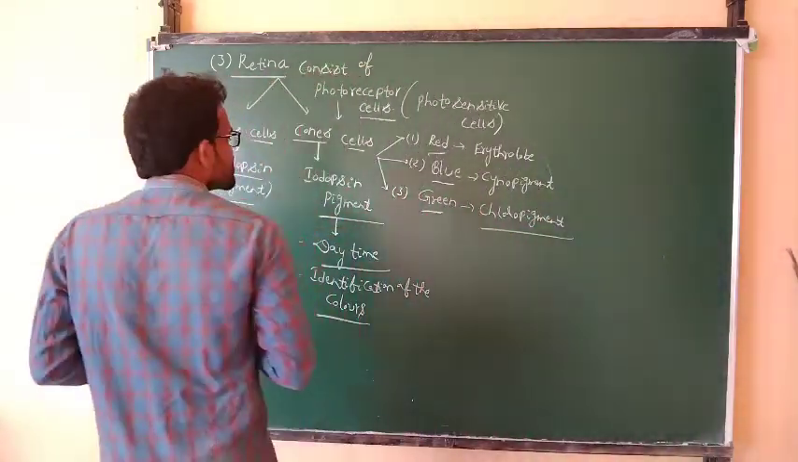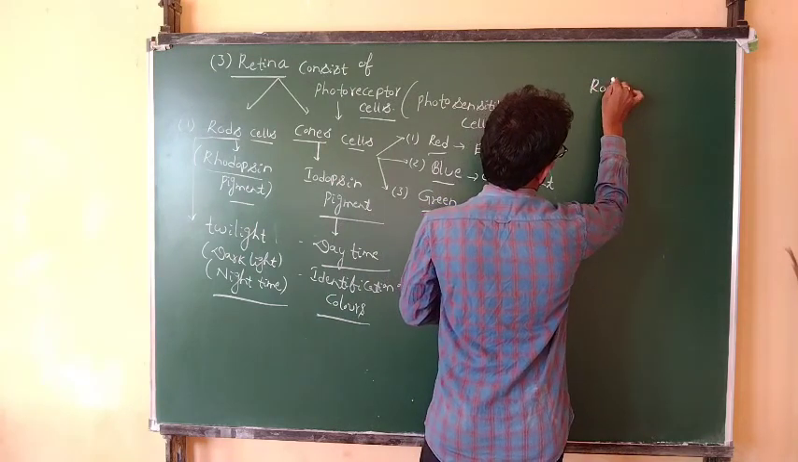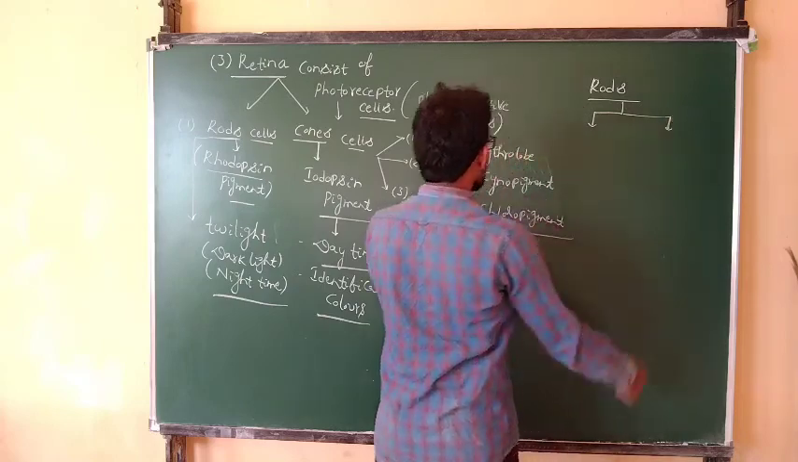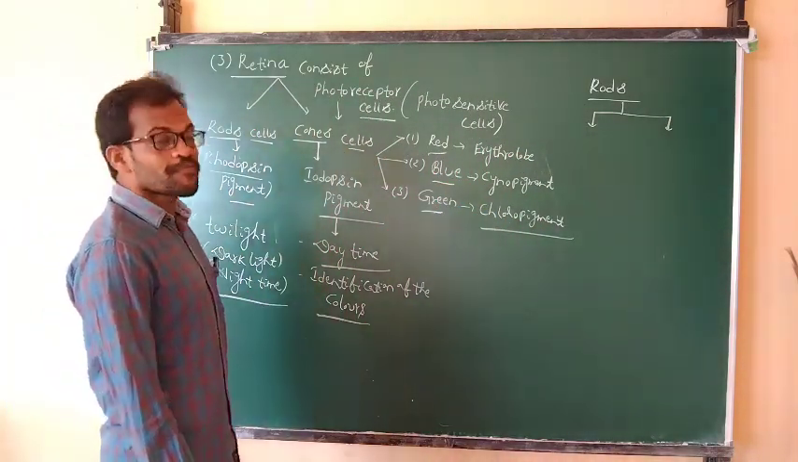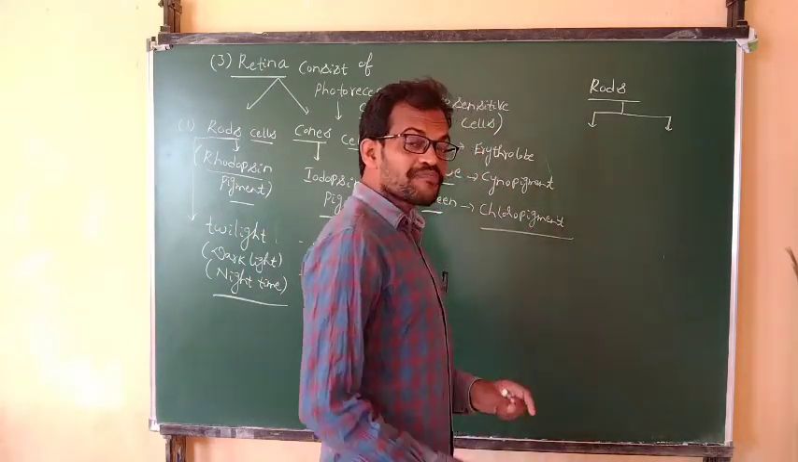Coming to the rod cells. Rod cells and cone cells consist of rhodopsin and iodopsin. It is the rhodopsin.